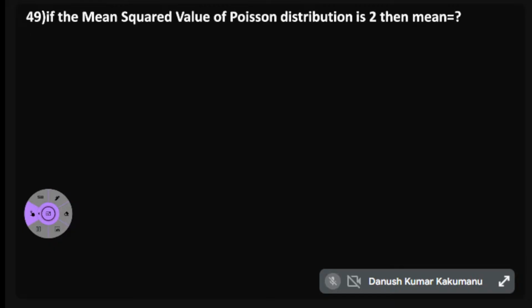This question, observe: the mean squared value of the Poisson distributed random variable is 2. Then what does that mean? Last question is clear now. What is the answer? Last question, 1 minus 3 e power minus 2.